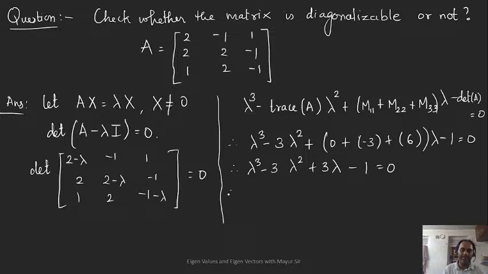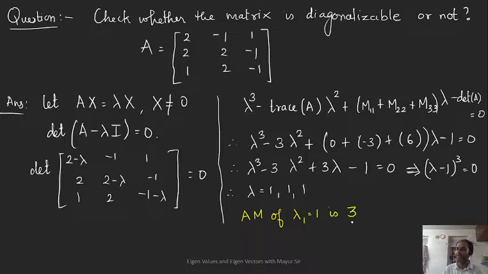You will get lambda equal to 1, and basically this is nothing but lambda minus 1 the whole cube equals 0. So you will get lambda equal to 1, 1, 1, repeated 3 times. So we immediately write down over here that AM of lambda 1 equal to 1 is 3. Okay, algebraic multiplicity is 3. There's nothing fancy here, but for the first time you get 3, right?